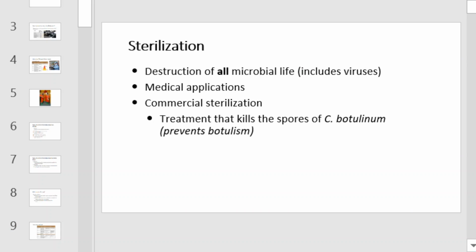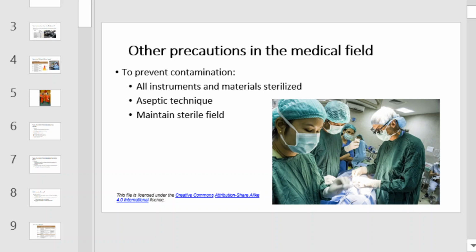Sterilization, again, is the destruction of all microbial life, including viruses. It has a variety of medical applications and commercial applications. In commercial sterilization, objects are sterilized to the point that would actually kill the spores of Clostridium botulinum to prevent botulism. Other precautions in the medical field include sterilization of instruments, the use of aseptic technique, and the maintenance of a sterile field when working on patients.